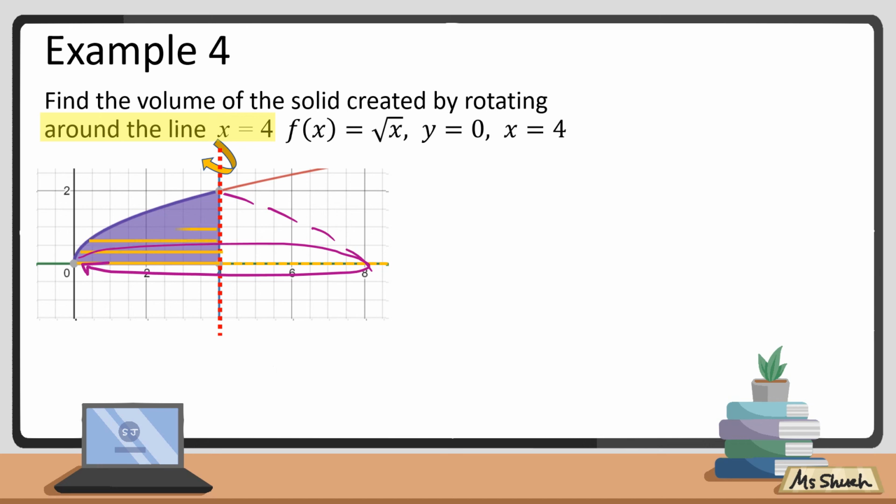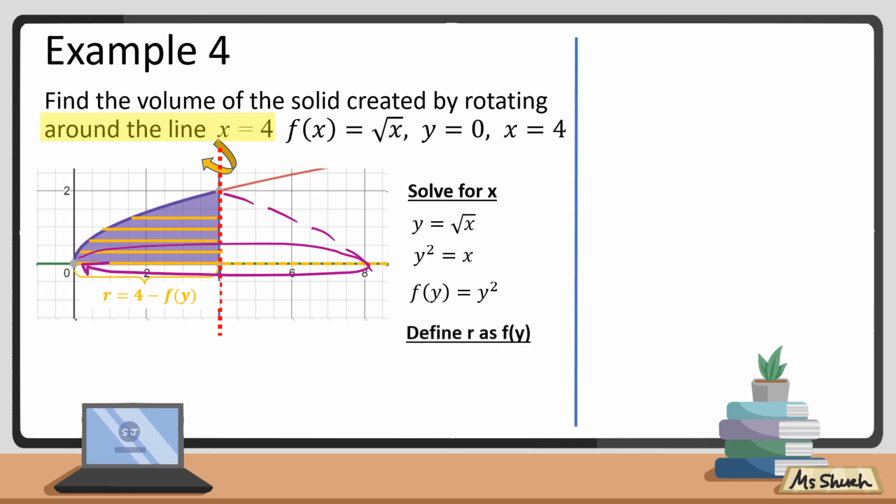Now look, our radius is going to be a horizontal segment stacked in y, right? So it's going to be the difference between the axis and the x value of our function. So we have to rewrite our function in terms of y. We have to know what the x value is, so we're going to define it in terms of y. So we're going to take our function and solve for x. So x equals y squared, or our f of y equals y squared. Next, we have to define our radius as f of y, which means our radius is 4 minus y squared.